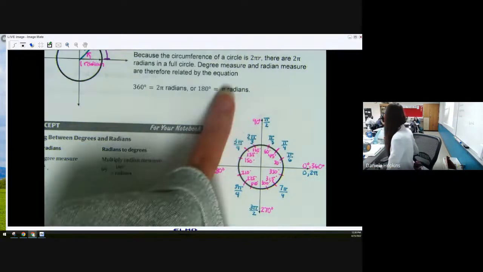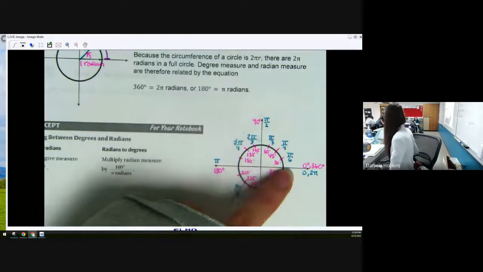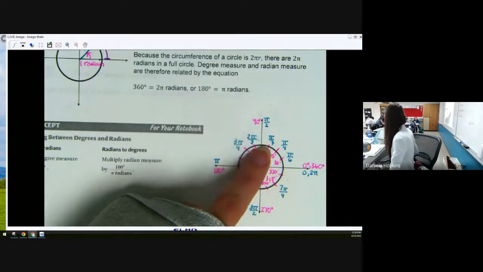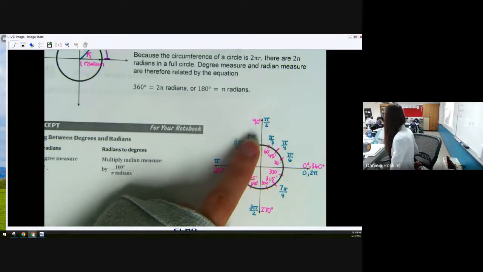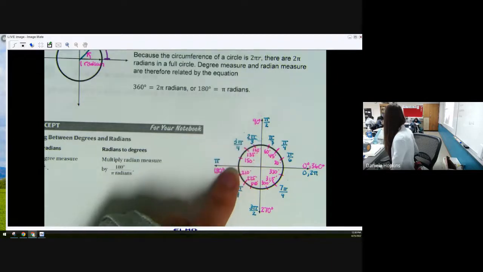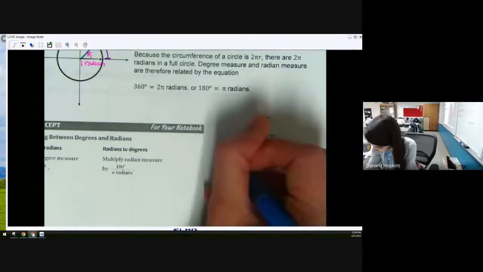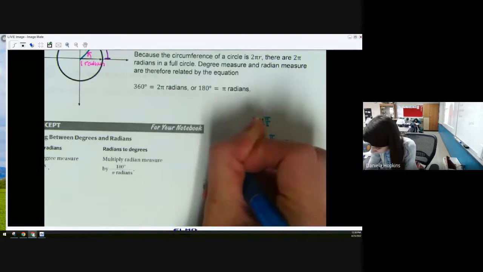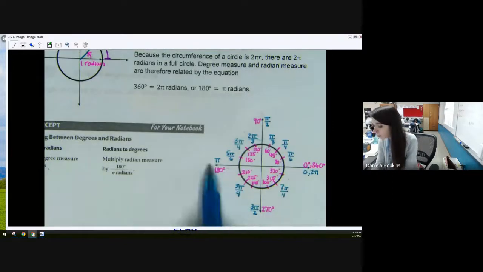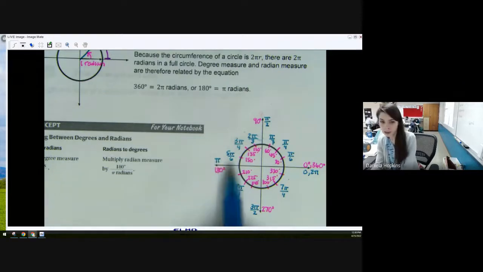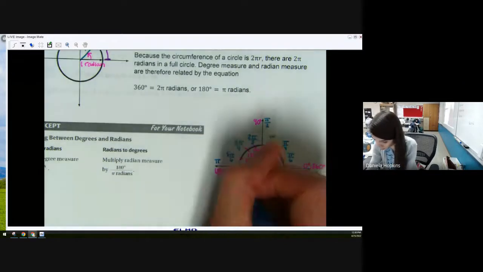I skipped from the pi over 2. Sorry. Be pi over 6, 2 pi over 6, 3 pi over 6, which would be pi over 2, 4 pi over 6, which would be 2 pi over 3. 5 pi over 6 will be our 150. 6 pi over 6 would end up just being pi. 7 pi over 6 will be our 210.